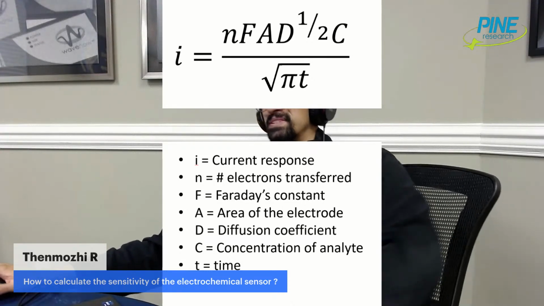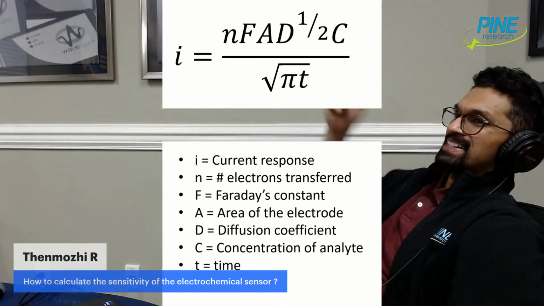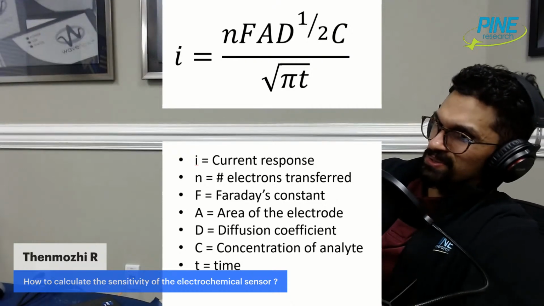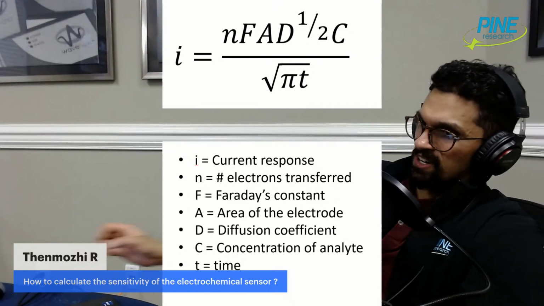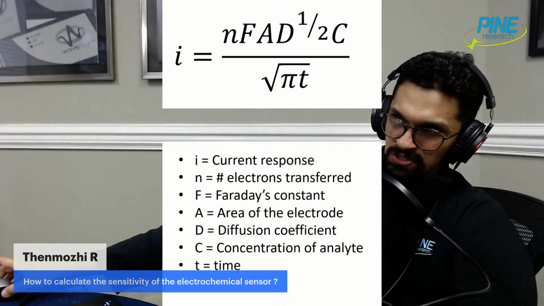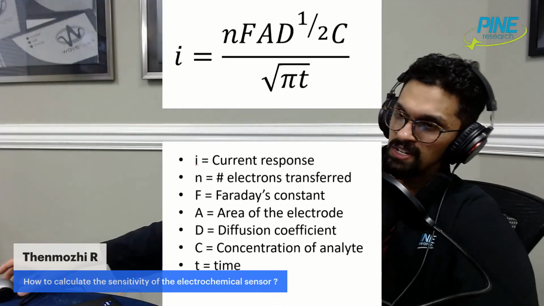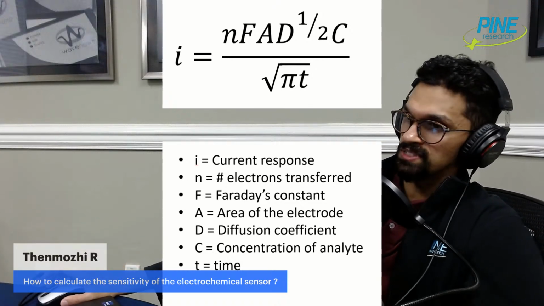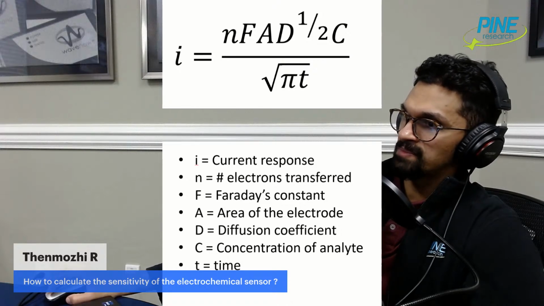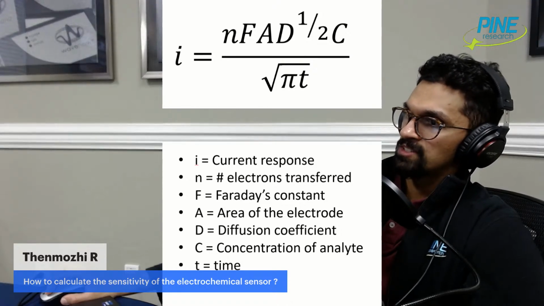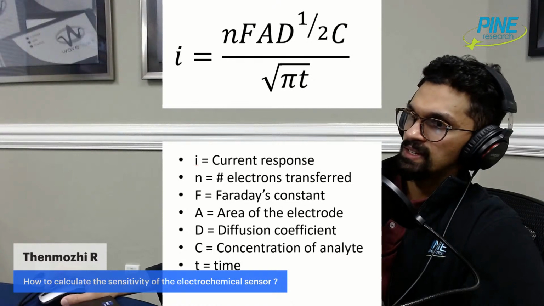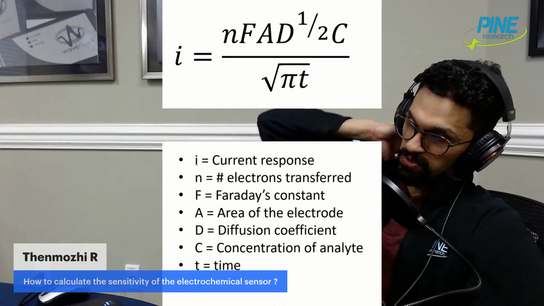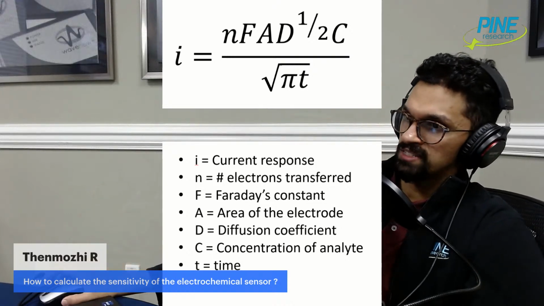So right here with the Cottrell equation, the current is equal to the number of electrons transferred, Faraday's constant, the area, the diffusion coefficient, the concentration of your species, all divided by the square root of pi and time. So this is a 1 over the square root dependence on time type of experiment. In this case, the concentration of your species is what you're solving for, from the current that you measure as a function of time.